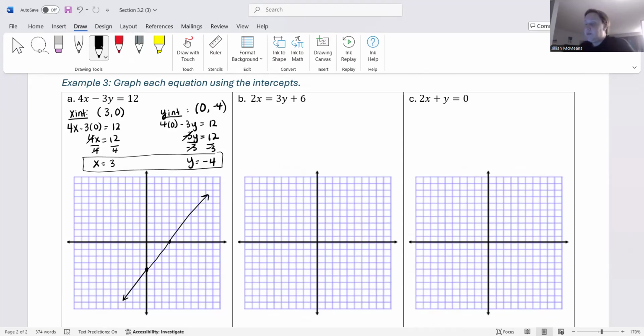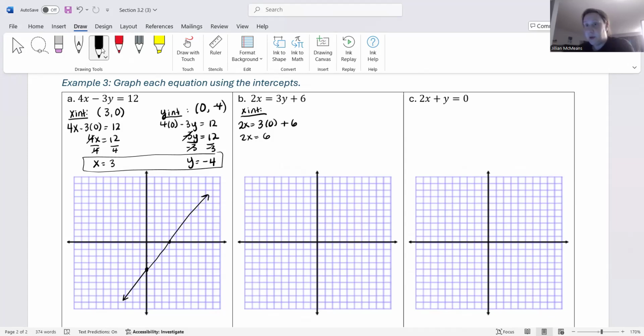All right, next up we have 2x equals 3y plus 6. So let's do the same thing. Find the x-intercept. We let y equal 0, and then we solve for x. So in this case, I have 2x equals, and then on the right, I have 3 times 0, which is 0, and then 0 plus 6 is 6. So I get 2x equals 6.